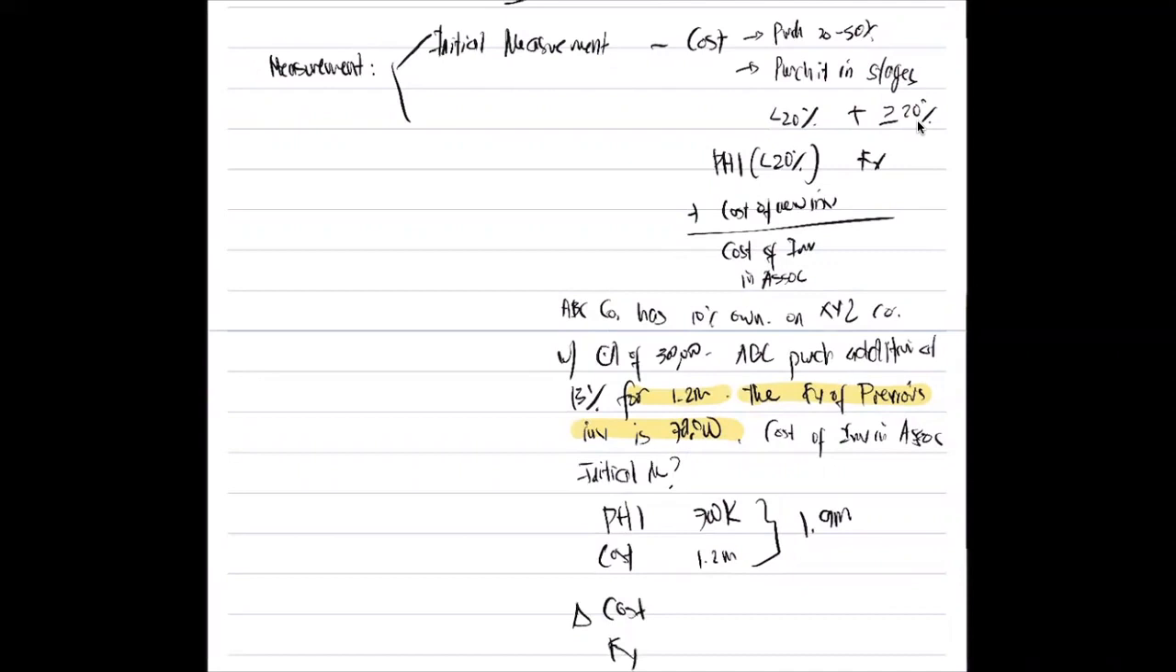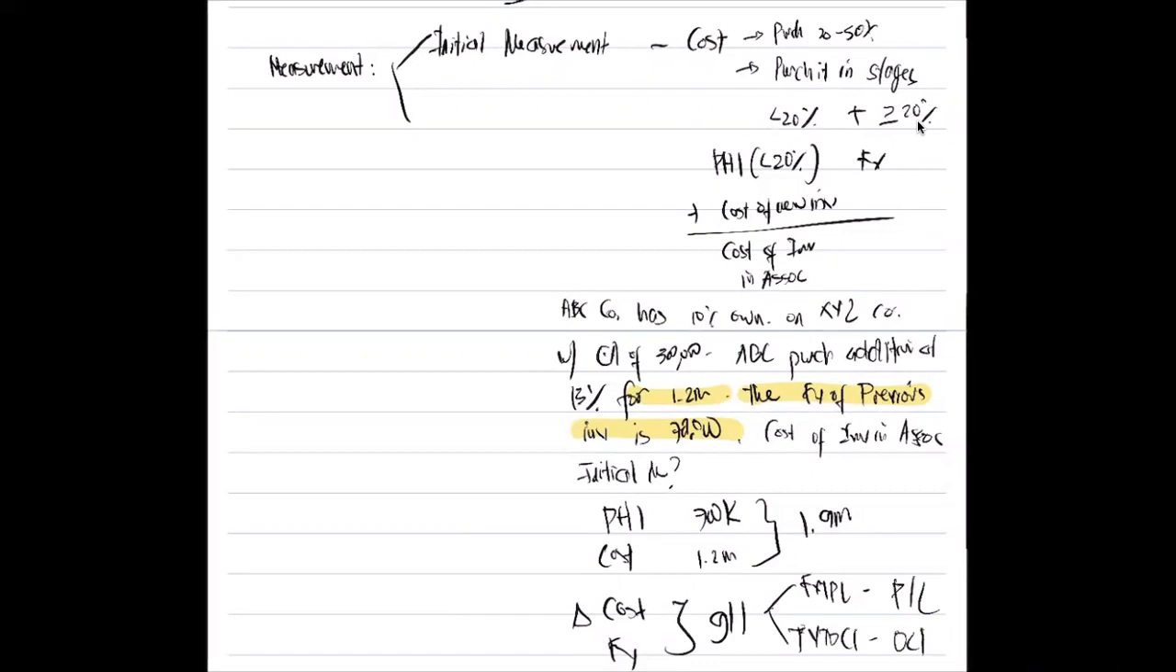So perhaps you're asking now, what is the treatment of the change from your cost to your fair value? If ever there is a change from your cost to your fair value, what do we do? We place that as a gain or loss. But if that particular investment is accounted under FVTPL, we place the gain or loss in profit or loss.